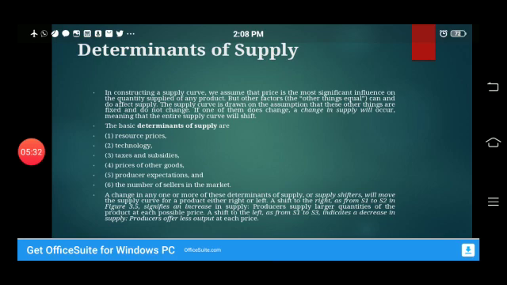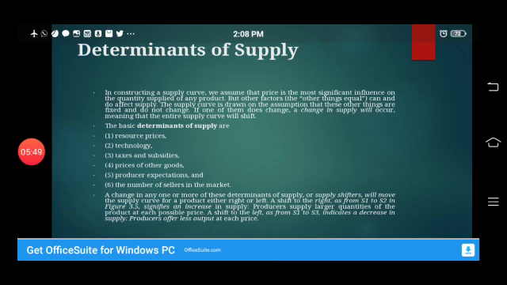So in the case of technology, if you are using high-tech technology, the average cost of production will reduce. When the average cost of production reduces, the profit motive for the supplier would be high. So when the profit is high, he is willing to supply more of a particular product.